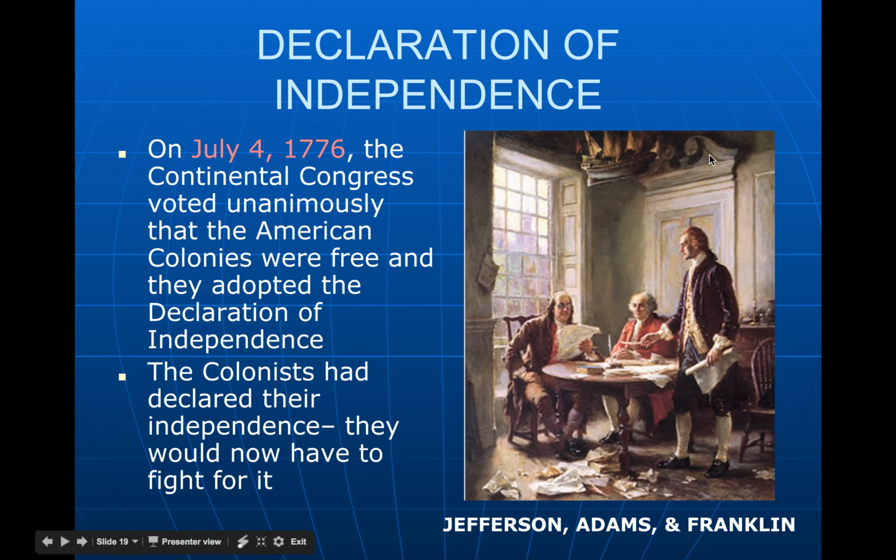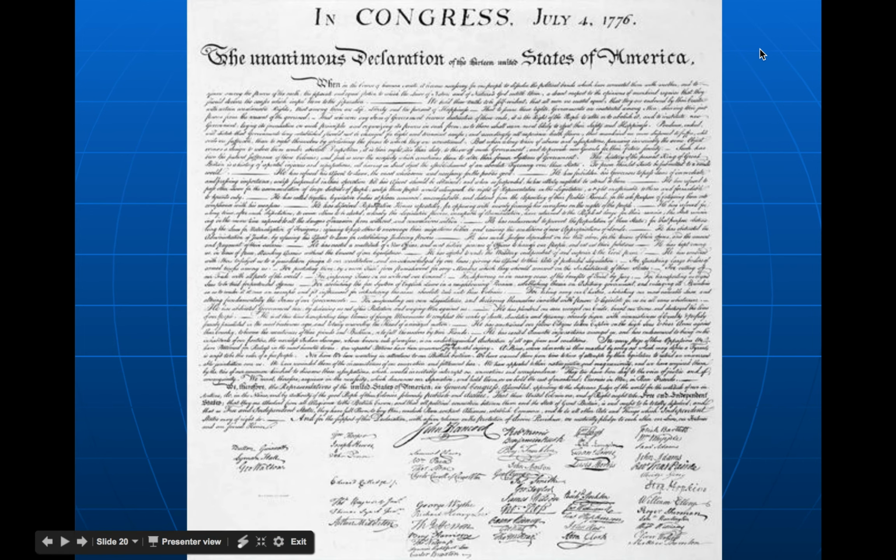The Declaration of Independence was issued on July 4th, 1776. It basically stated that the colonies were free and they declared their independence. Now they're going to have to fight against the British military in order to secure that independence. Here is the Declaration of Independence.